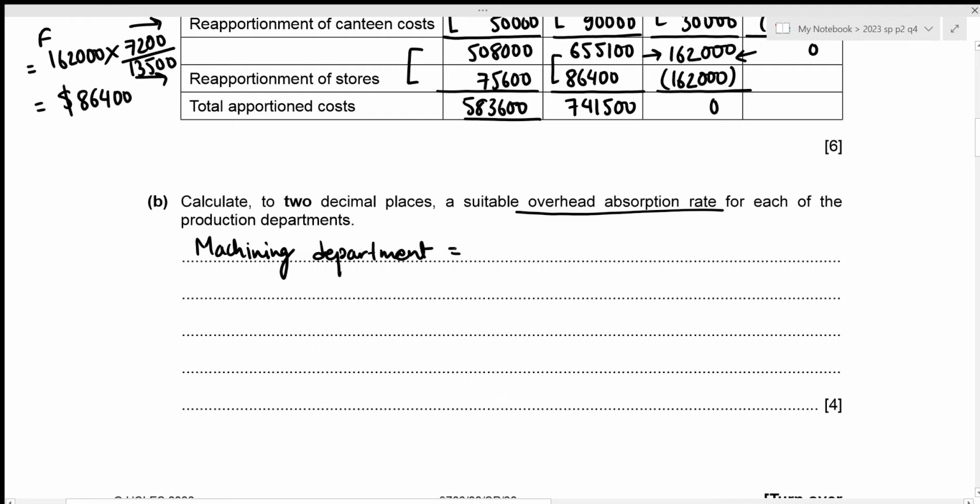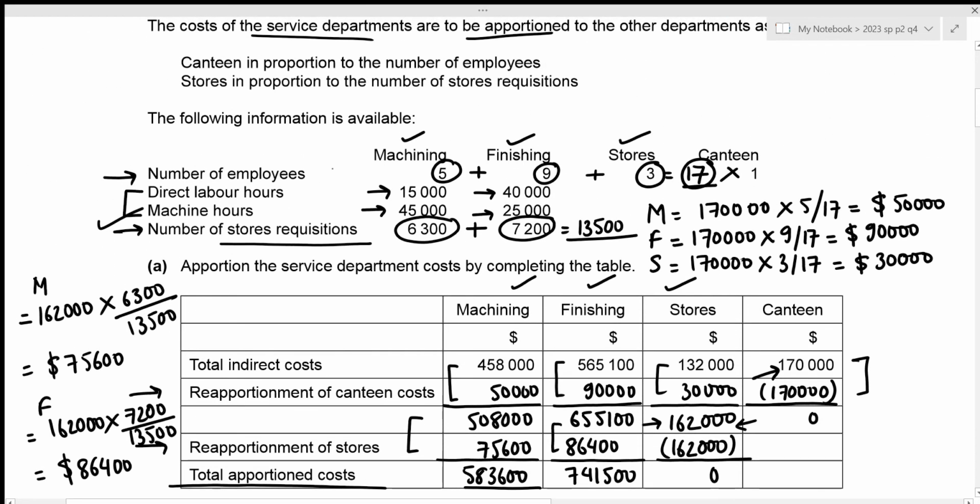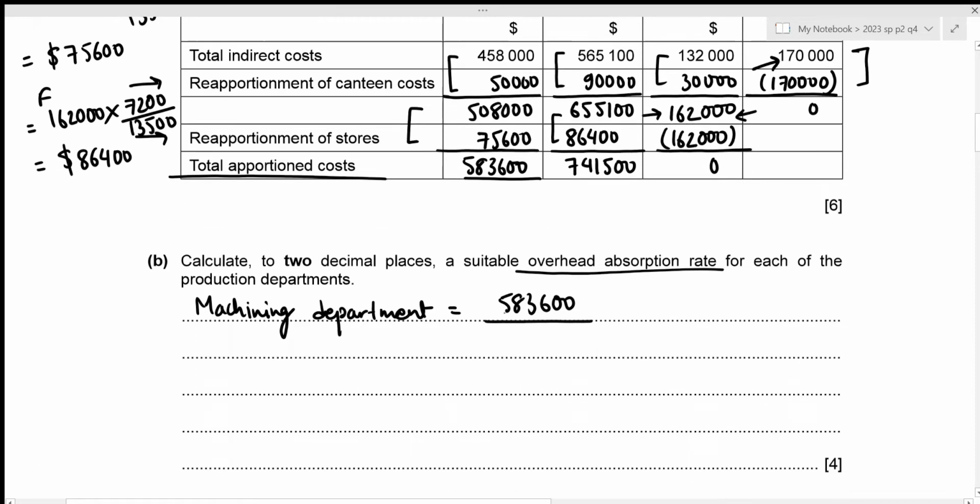Like I said before, we just divide the total overhead or the total apportioned cost, which we figured out right here. That's 583,600 for machining. And then we divide by either the labor hour or machine hour. And we already concluded that the higher one for machining department is machine hours. So we just divide it by 45,000. So our machining department's overhead absorption rate is going to be 583,600 divided by 45,000, which results in 12.97. And we need to clearly mention which one it is based on. And in this case, that's per machine hour.